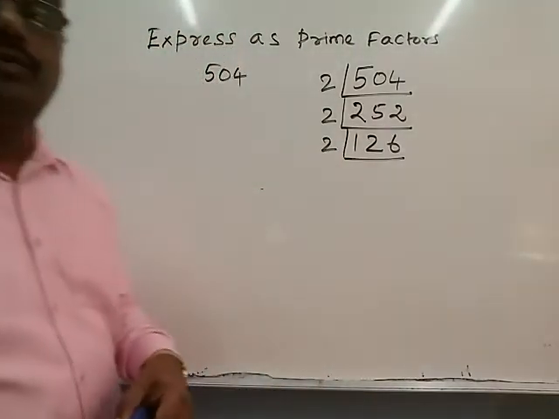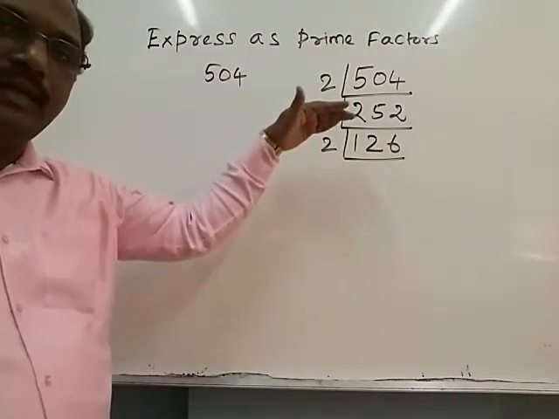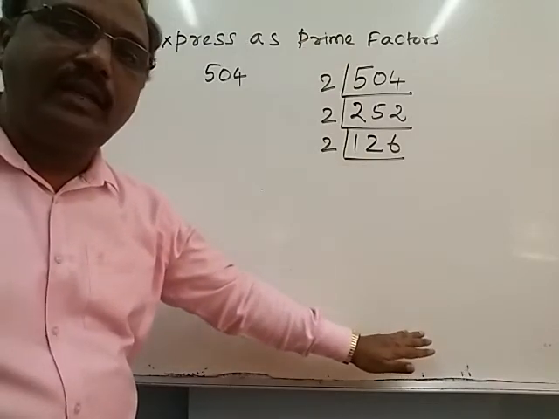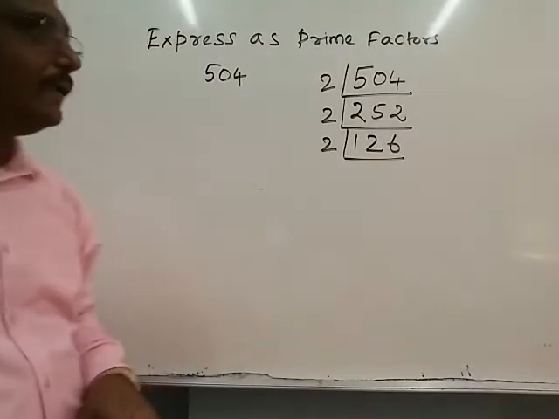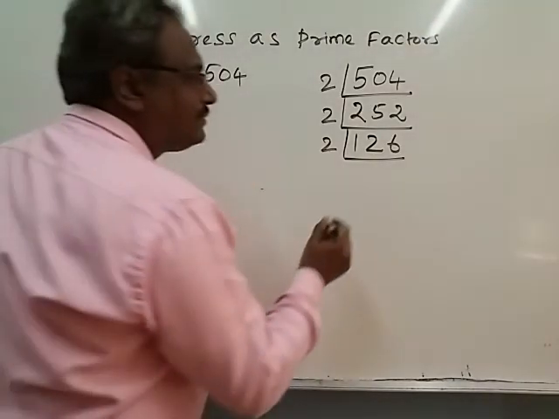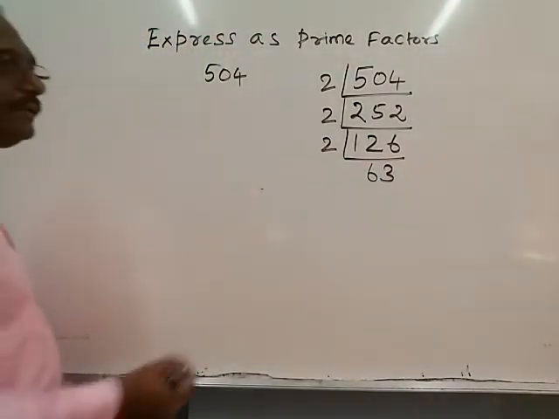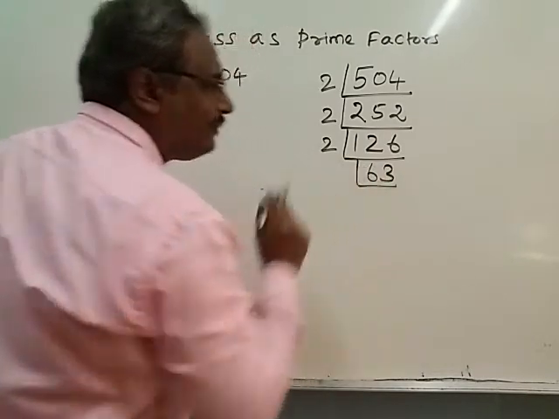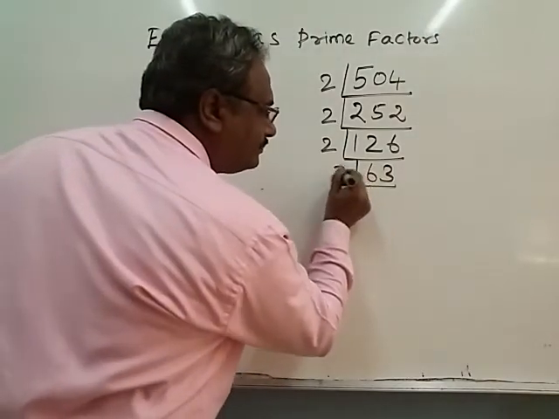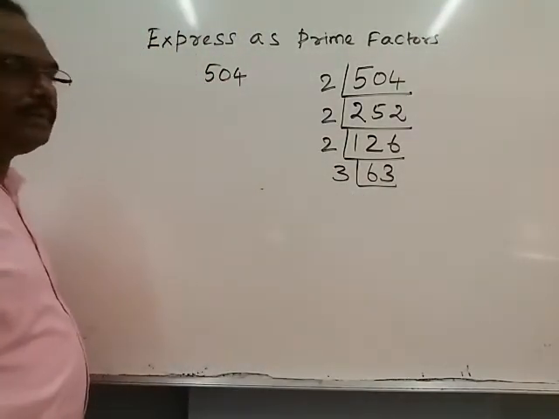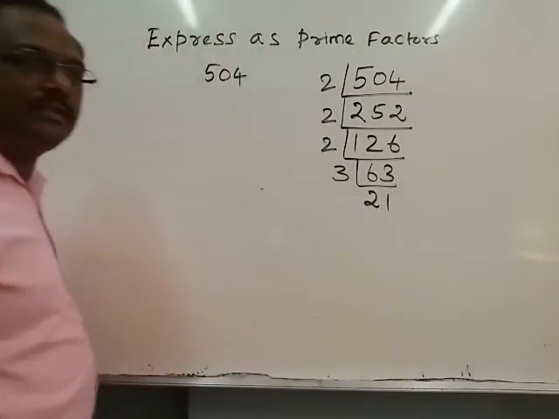So what we are going to do now, we are going to keep dividing the given number until we find the last number as 1. So again dividing by 2, this is 63. Now I am going to check this. I cannot divide this number by 2. I am going to check the next prime number. What is the next prime number? 3. I am going to divide 63 by 3. This is 21.